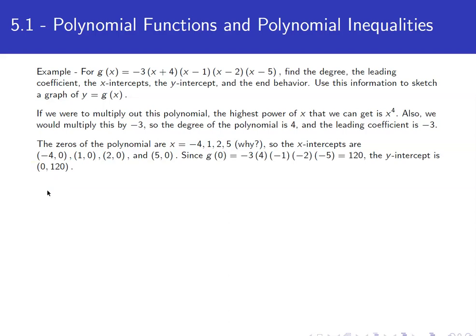To find the y-intercept, we replace x with 0 and compute g of 0. In that case, we get 120. So our y-intercept is the point (0, 120).